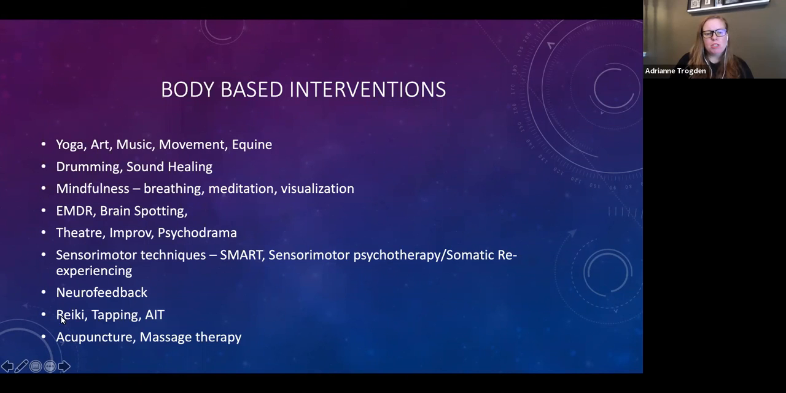So those are just some options. This is not an exhaustive list. This is just a few. So whatever kind of piques your interest, I encourage you to do more research on, to find practitioners and clinicians in your area that do some of these things that you can work with or provide referrals to, and get a little more information.